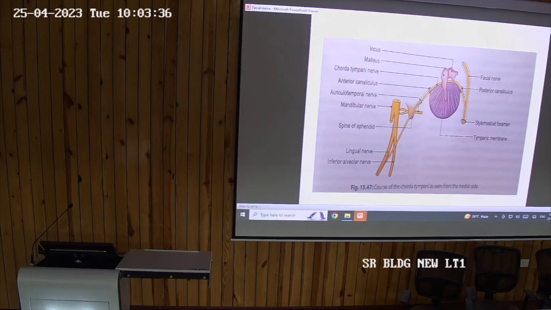Another part: as I previously told you, the facial nerve is very frequently paralyzed. For paralysis of the facial nerve, there may be an injury or an infection. The lesion may be at the nucleus level or below the nucleus level.